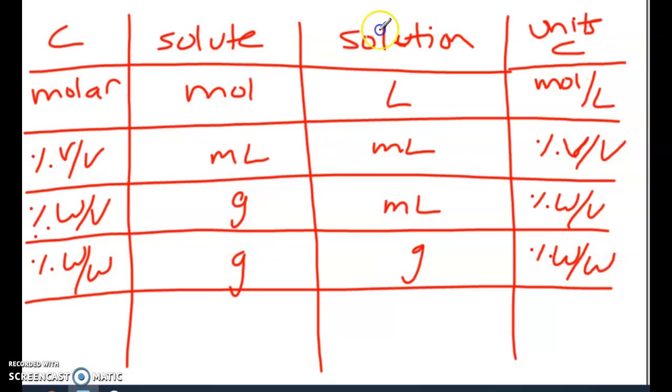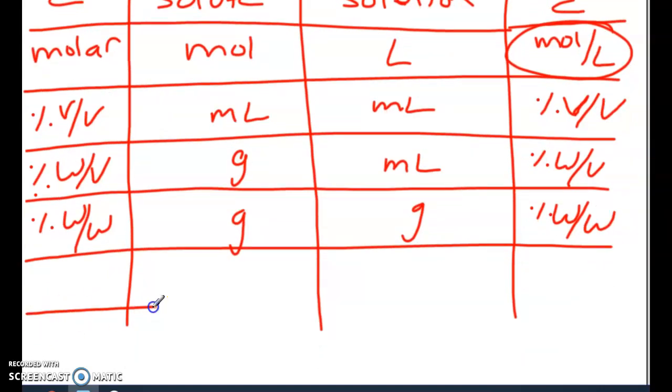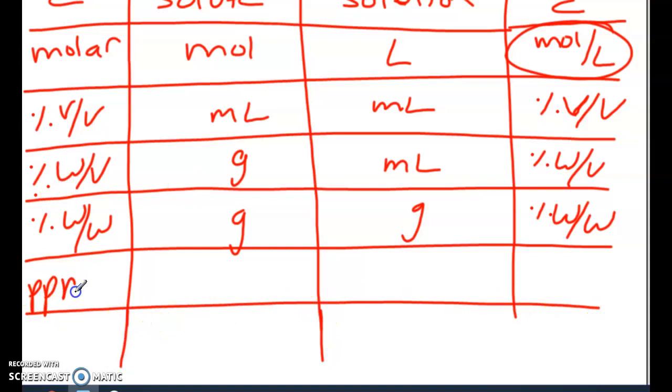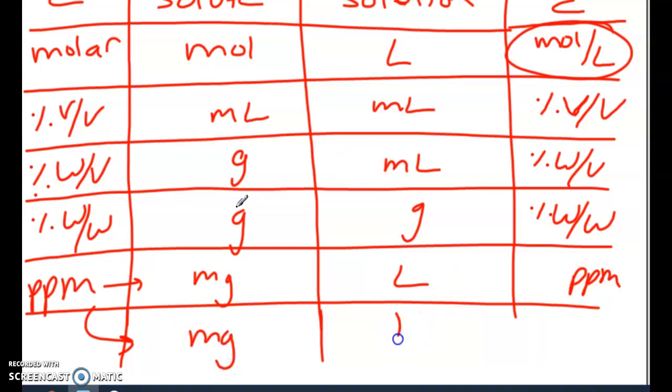I feel like this last column is really only important for this one. The other ones are pretty much the same. And then we have, of course, parts per million. So there are 2 types. I'm going to have both of these for that. So you can have milligrams per liter. So the unit is parts per million. Or you can have milligrams per kilogram. The unit is still, of course, parts per million.